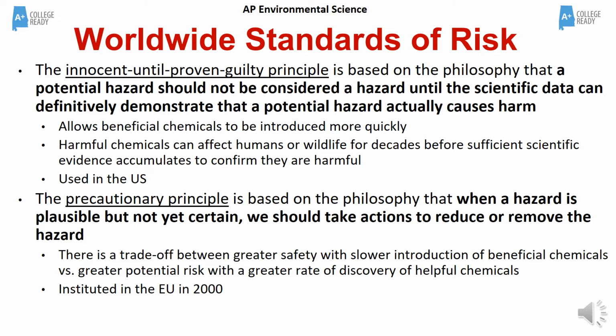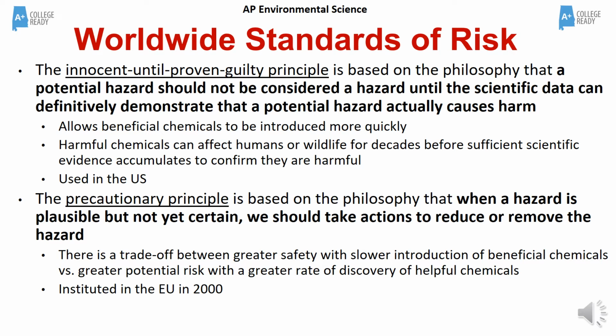There are 80,000 registered chemicals in the world that are not regulated in the same way around the globe. The innocent until proven guilty principle is based on the philosophy that a potential hazard should not be considered a hazard until the scientific data can definitively demonstrate that it actually causes harm. This allows beneficial chemicals to be introduced more quickly. Harmful chemicals can affect humans or wildlife for decades before sufficient scientific evidence accumulates to confirm they are harmful, however. And this is most commonly used in the U.S.